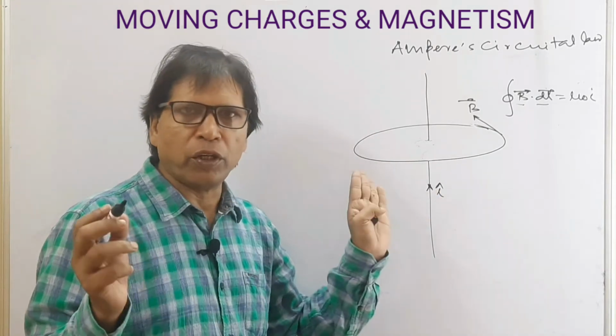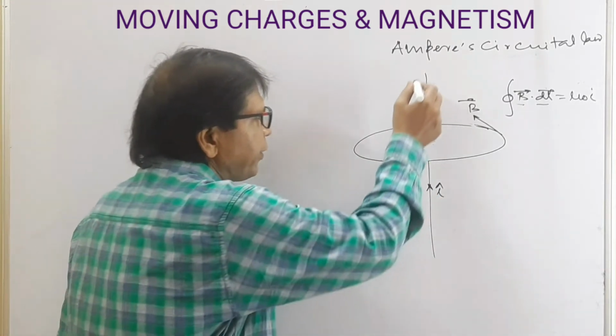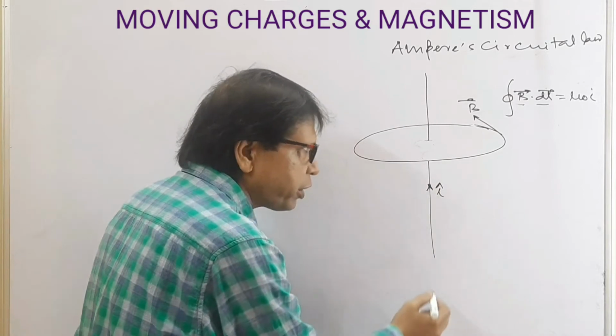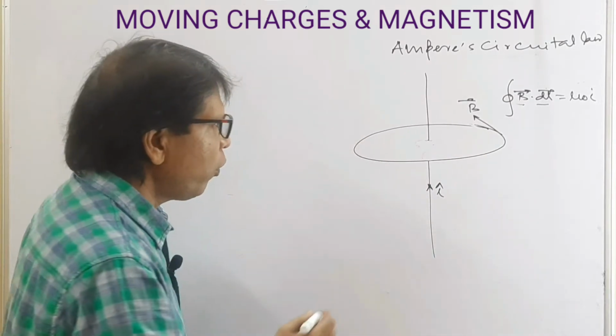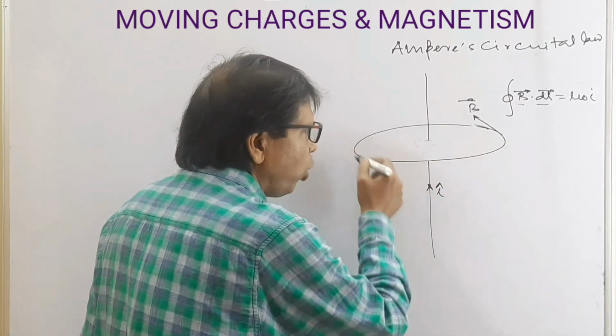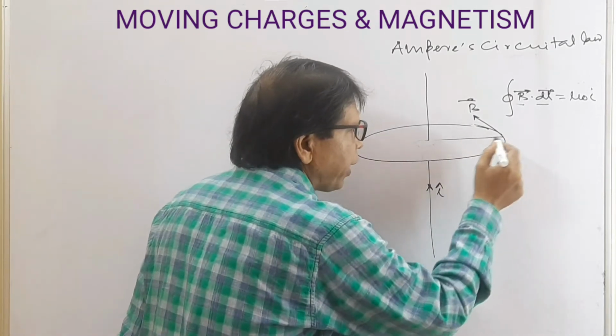Now the proof of this law. Suppose this is an infinitely long straight conductor, okay. This is a circular loop of radius capital R.